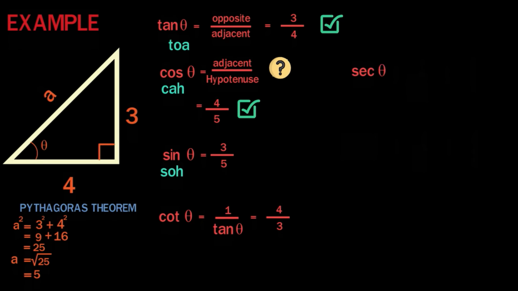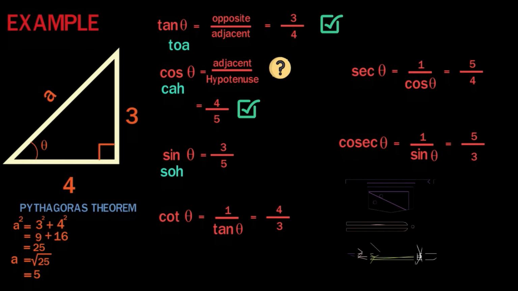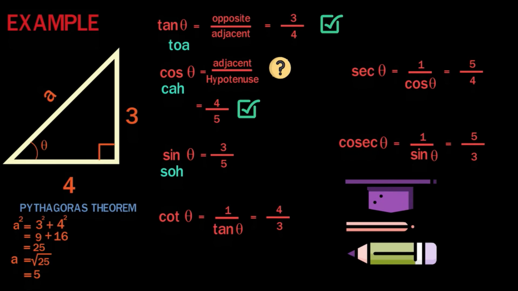So let's say we want to find secant. We remember the third character, so it's 1 over cos. So when calculate 1 over cosine, we have 5 over 4. Let's say now we have cosecant, which is 1 over sine. So 1 over sine is 5 over 3. So it's the opposite of this. So I hope you understand how you can actually calculate different trigonometric functions by remembering TOA, CAH, SOH.